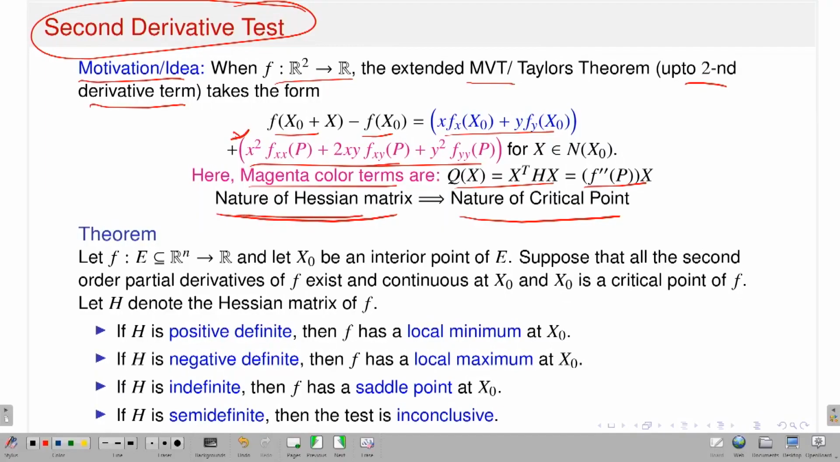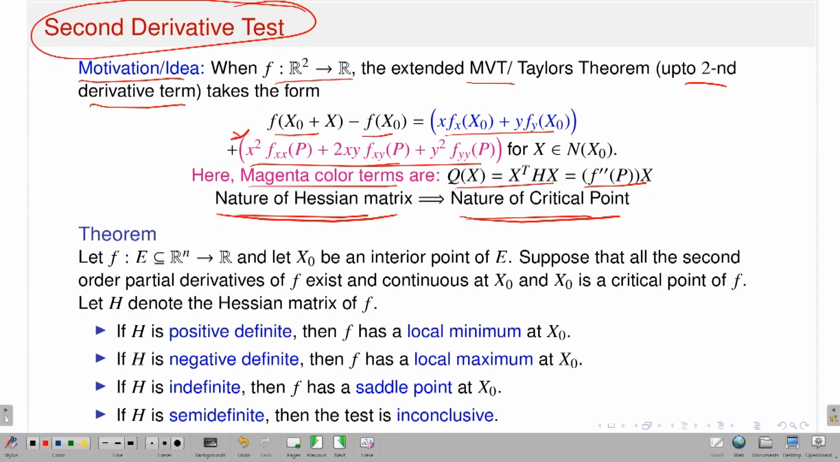That means, at some critical point, if I tell you some kind of definiteness, then with that condition I will say that at that point it is either a relative maxima or relative minima, or it is a saddle point. So that is why this is called the second derivative test, where I need to discuss the concept called quadratic form and symmetric matrix and the classifications. That is how it connects. So the nature of the Hessian matrix implies the nature of the critical point.